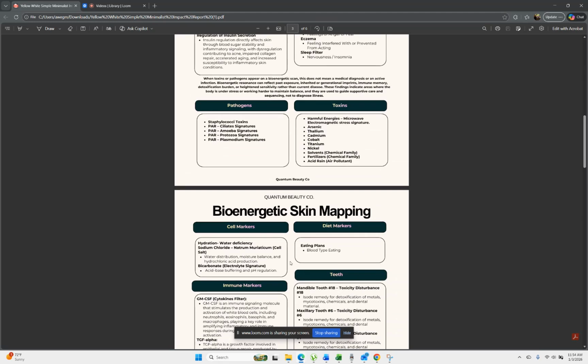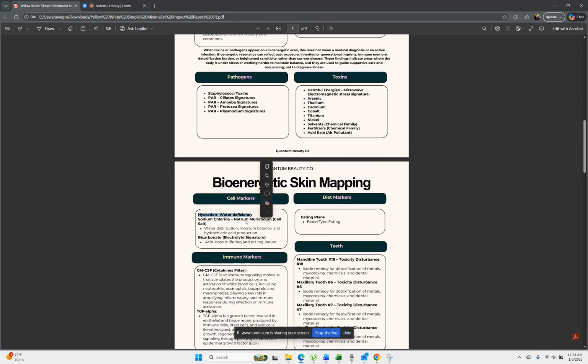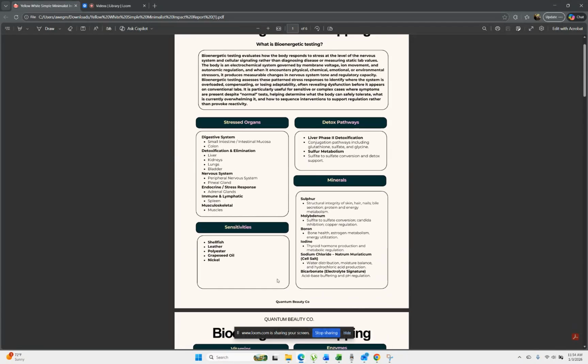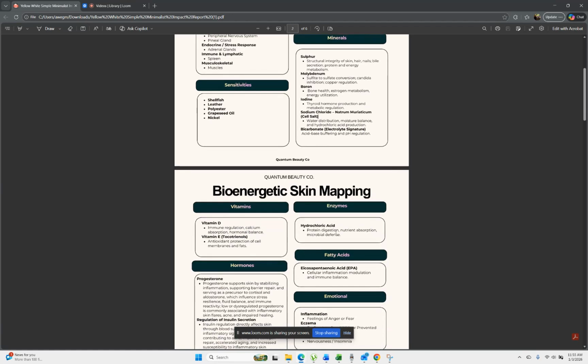You can also see here water deficiency or hydration literally also resonated for me. So there's another marker of that dehydration. And then also the cell salt NatMur, which is actually probably the most popular cell salt I see resonate for the women that I work with. It specifically helps with water distribution, moisture balance, and hydrochloric acid production, which you see also resonated as low as the enzyme. And hydrochloric acid is our stomach acid.